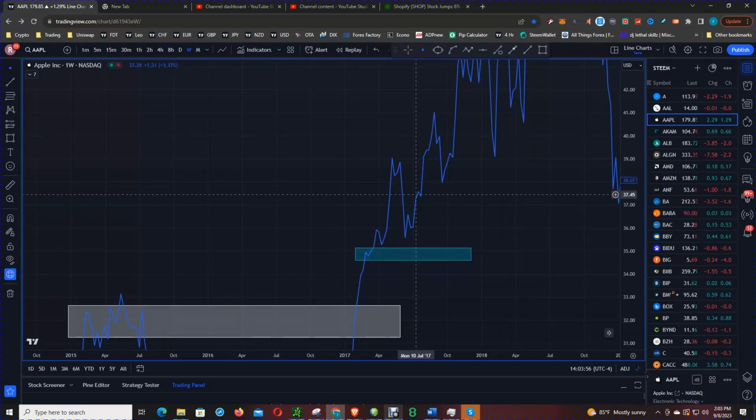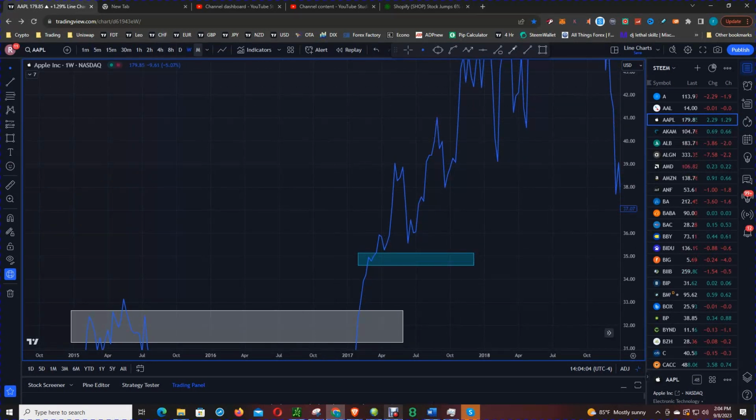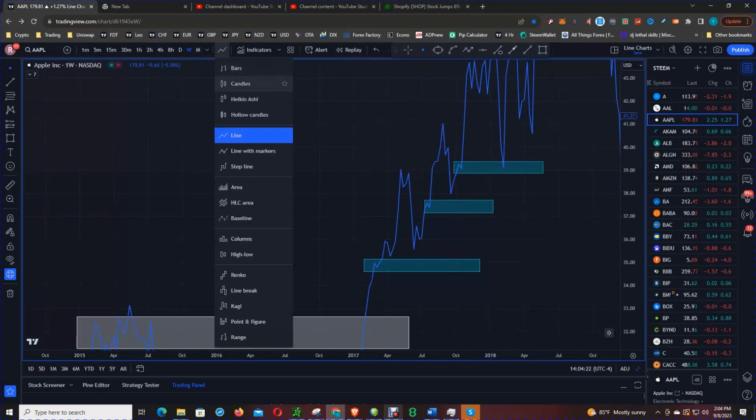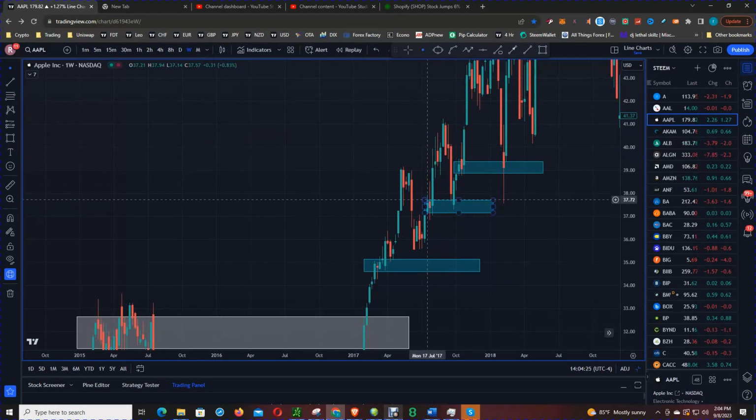Here's another one, rally, base, rally. Another one, rally, base, rally higher. It looks like explosive moves higher. Let's see how these pan out or not. Nice. So rally, base, rally. Got the rally, base, rally. This didn't work out, but this did, huh? And twice.